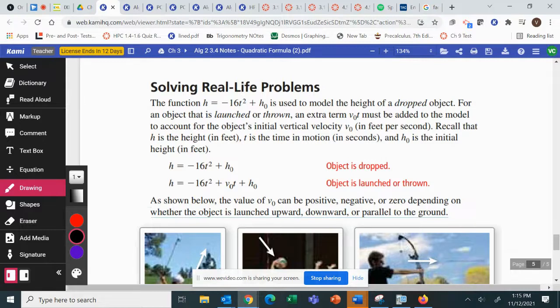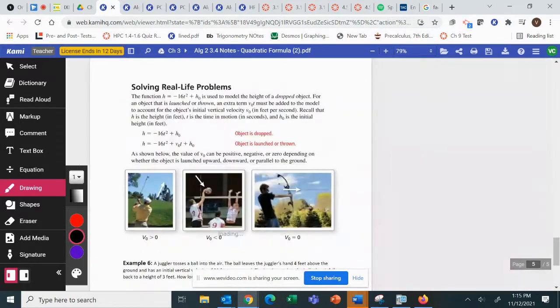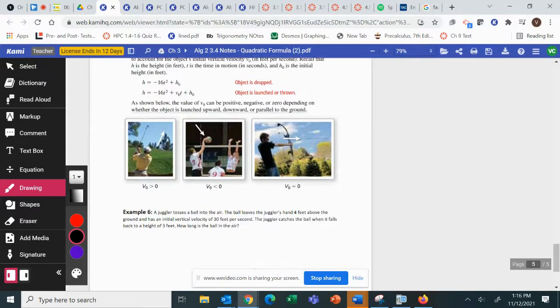T is the time. There's a different equation that looks just like this, only it has a negative 9.8 instead of the negative 16. That's if we're doing the metric system. But here we're using feet, so we use this one. And then they have some examples of where you might have a positive or negative velocity. I do not think that the velocity is 0 if you are launching an arrow, because that string has force. So I don't believe that.